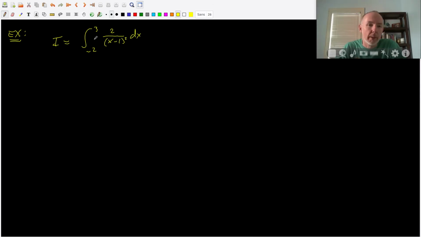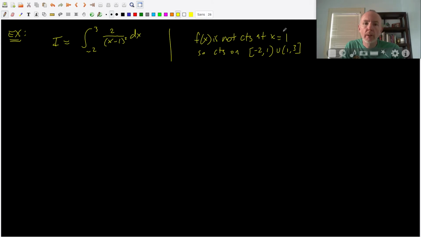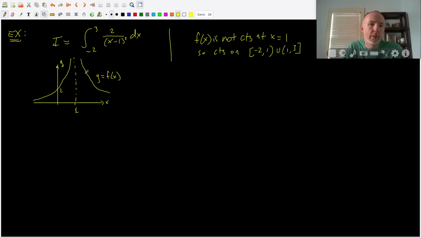Here's an integral, the integral from -2 to 3 of this function. And notice that function, it's not continuous everywhere. And hopefully you can see it's not continuous at 1. Right? There's a 0 in the denominator. There's a vertical asymptote at 1. If we plotted the graph of that thing, it would look exactly like it has a vertical asymptote at 1, because it does. So there's the graph, and here's the vertical asymptote at 1.